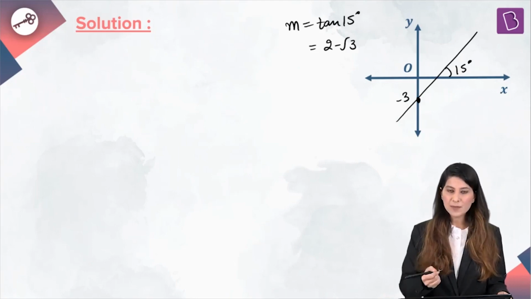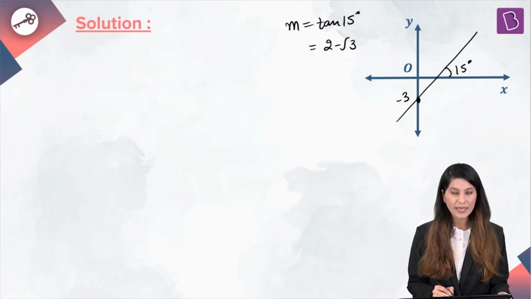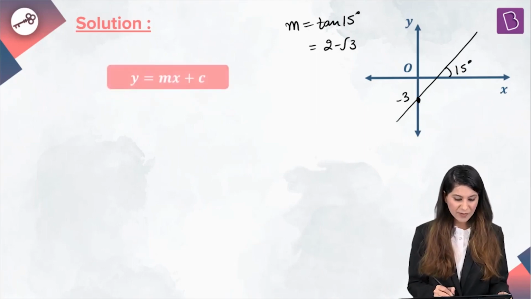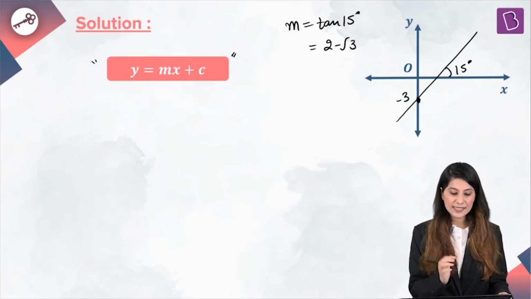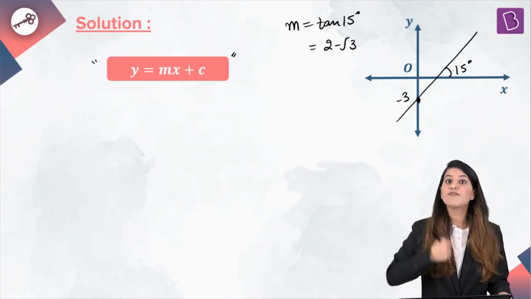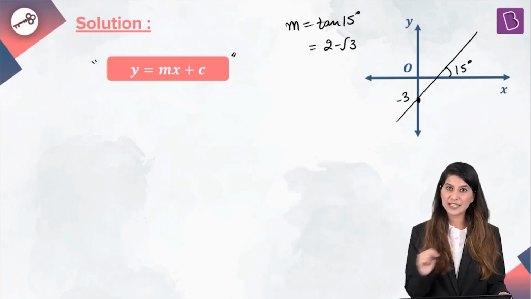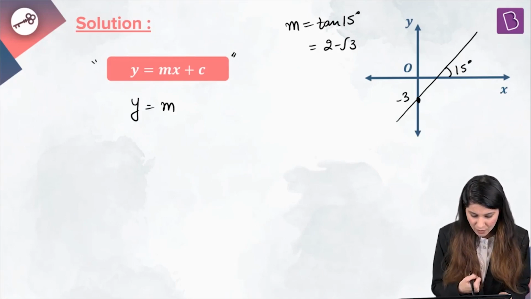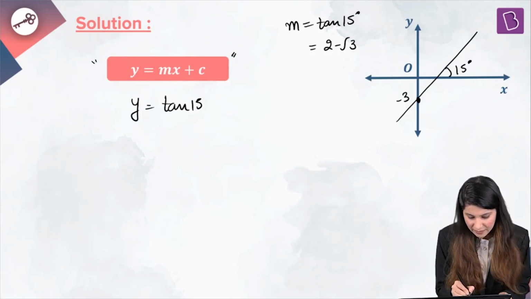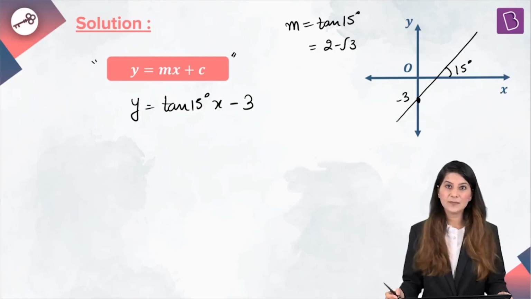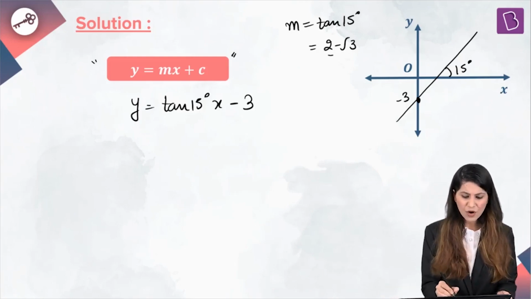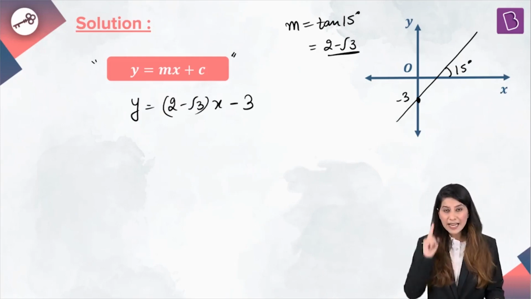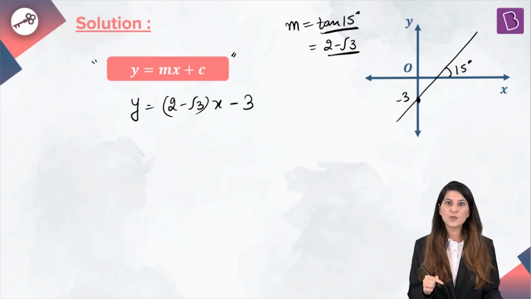If you don't remember this value, you can easily calculate it by the formula for tan of A minus B. But before that, we need the equation of a straight line, which is y equals mx plus c. So y equals tan 15 degrees x plus c, that is minus 3. We already know tan 15 degrees is 2 minus root 3, so the answer is 2 minus root 3 x. I recommend you remember this value.